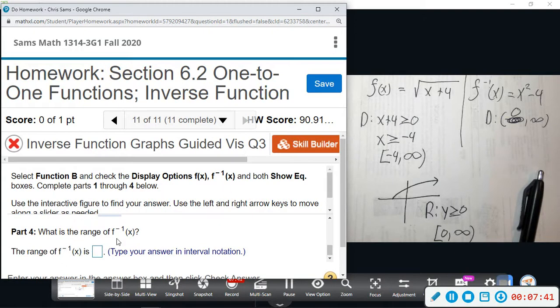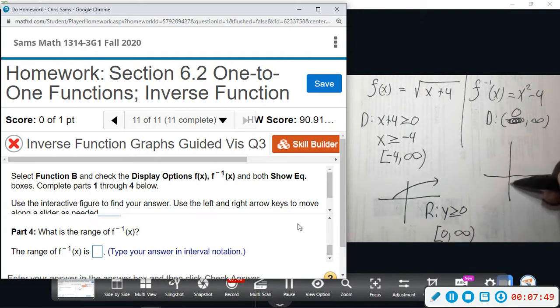Alright, and our range, which you can also kind of see from the picture, this graph got shifted down 4. Okay, so this graph was like 1, 2, 3, 4 down here, and then going upward. So it goes from -4 up to infinity. So your y has to be greater than or equal to -4. So the range is going to be -4 to infinity.